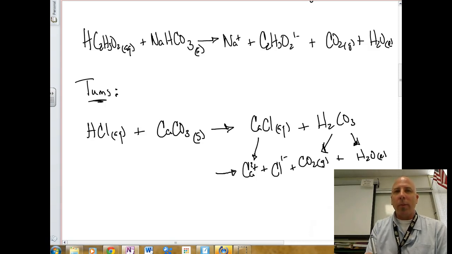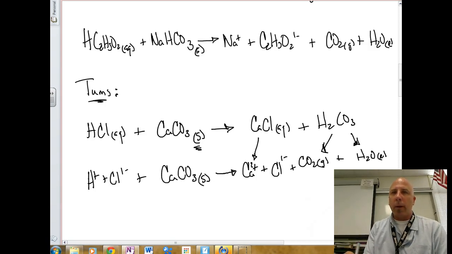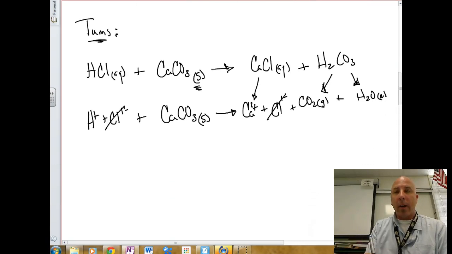So let's go ahead and finish up the rest of this net ionic equation. So obviously hydrogen and the chloride is going to ionize. Calcium chloride is a solid, so we're going to leave that together. And then we'll take a quick look. It looks like the chloride ion is our spectator ion, and there is our net ionic equation.